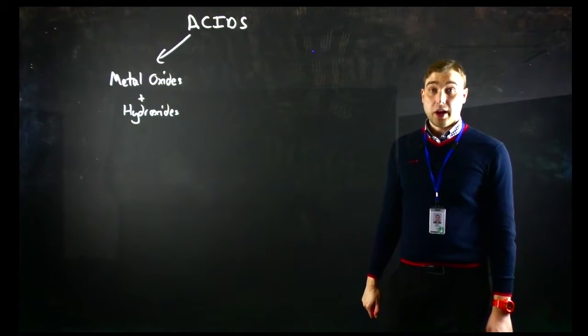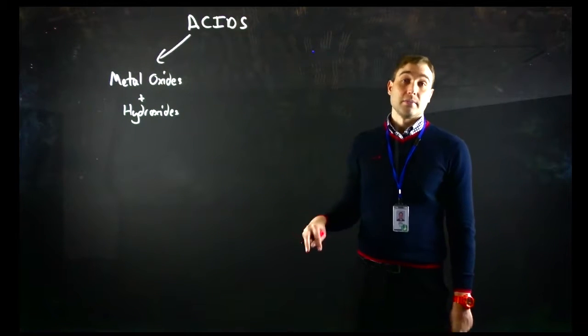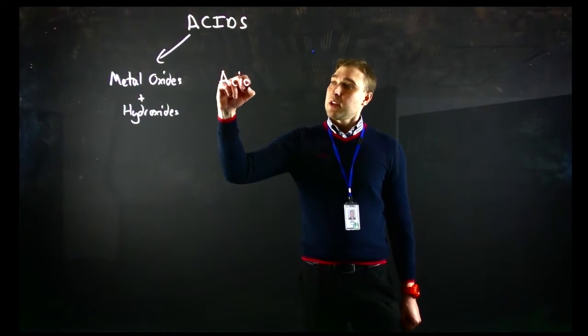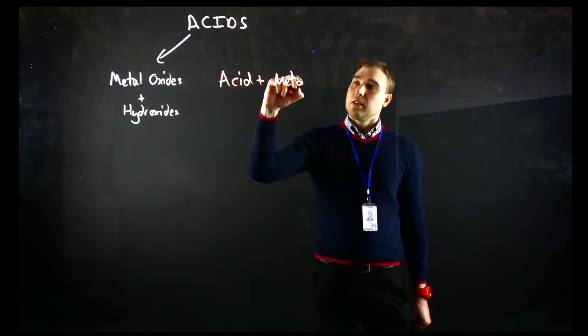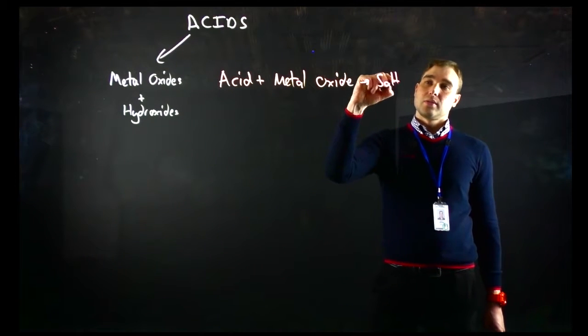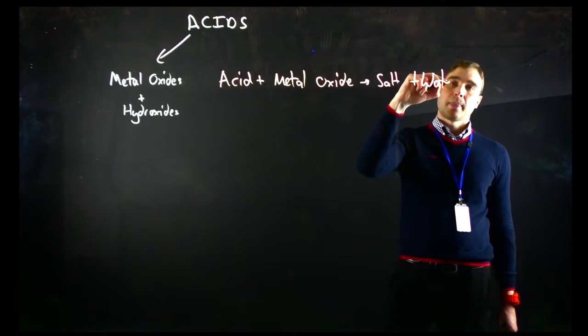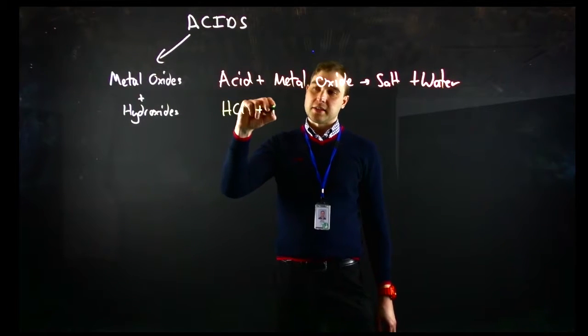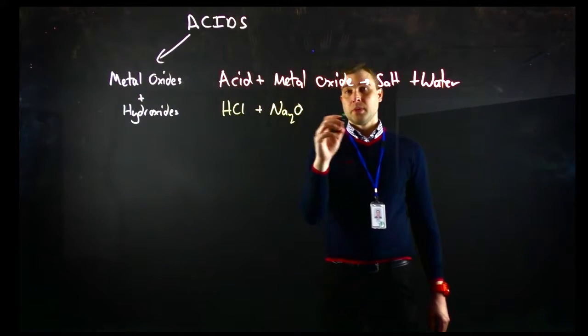We're going to start by looking at the reaction between acids, metal oxides, and metal hydroxides. General formula is acid plus metal oxide goes to salt and water. In our first example, we'll look at the reaction between hydrochloric acid and sodium oxide.